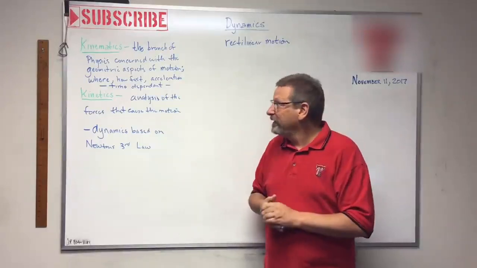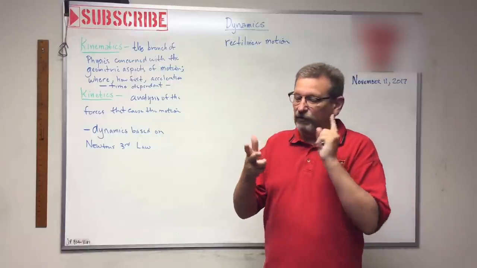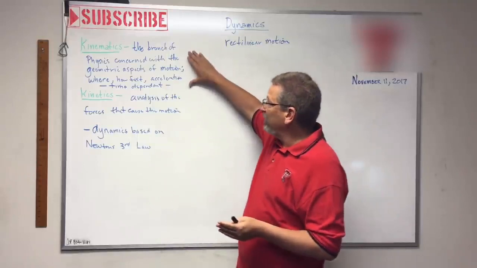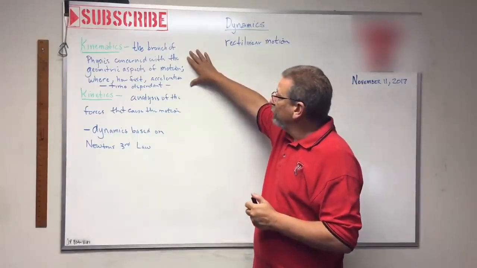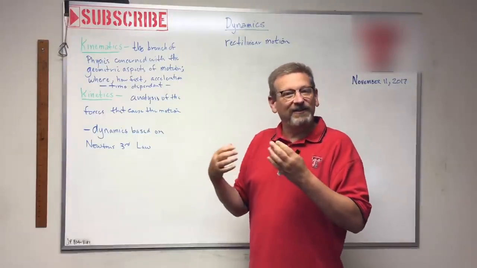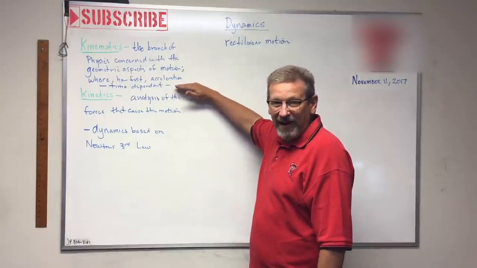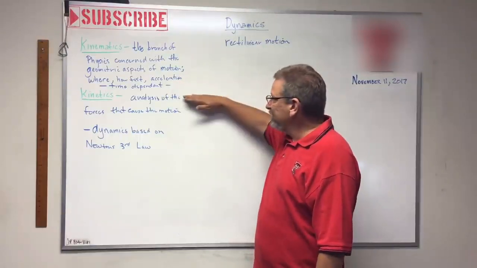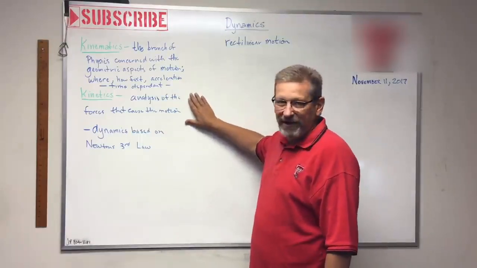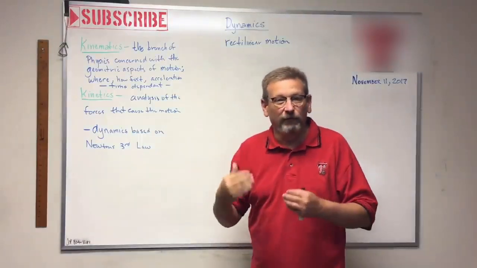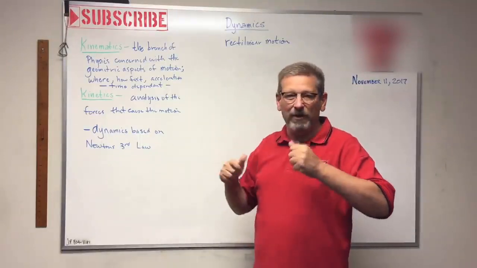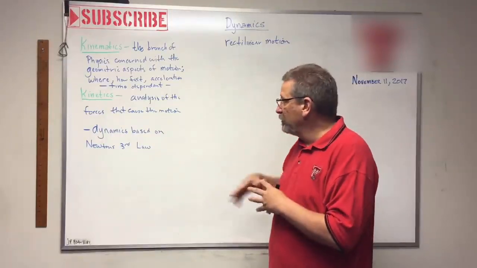So here we go. Dynamics basically consists of two portions, a kinematics portion and a kinetics portion. The kinematics portion is the branch of physics concerned with the geometric aspects of motion, like where a particle is, how fast it's moving, is it accelerating, and all those things are time dependent. The next thing we'll talk about, later on in the series, basically about halfway through, we'll switch over to kinetics and start analyzing the forces that cause the motion, whether that's a collision or a spring imparting motion or some other thing that's causing the motion.